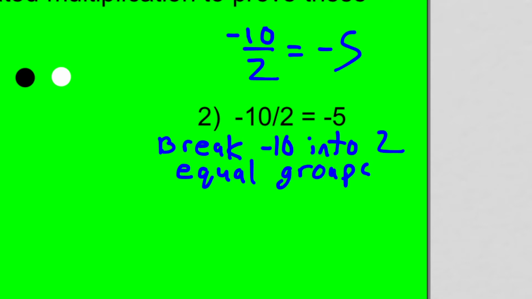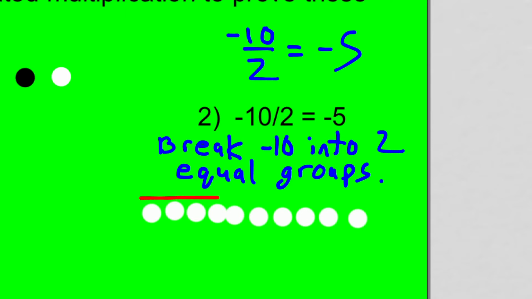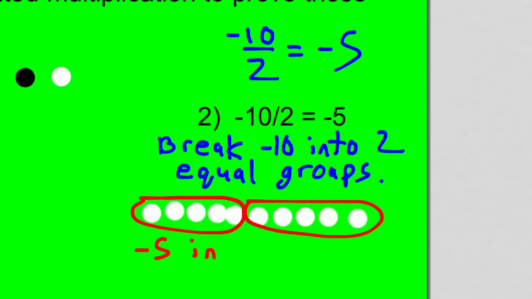So start off with -10. So we'll make -10 and make two equal groups. So there's one equal group and there's another group. And then you ask yourself, how many are in each group? Well, there's -5 in each group. And that's how you prove that's true.